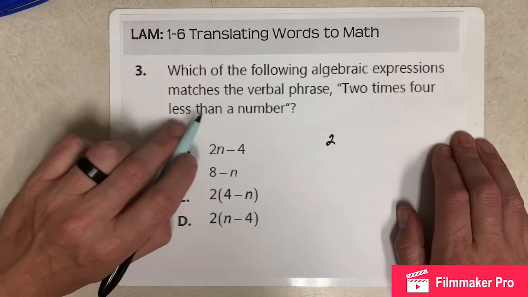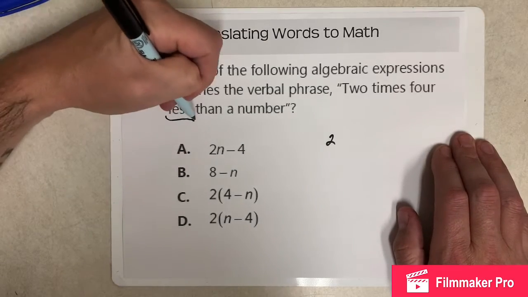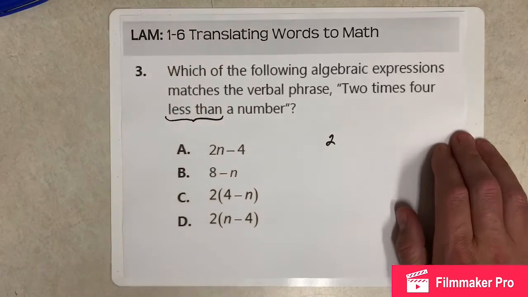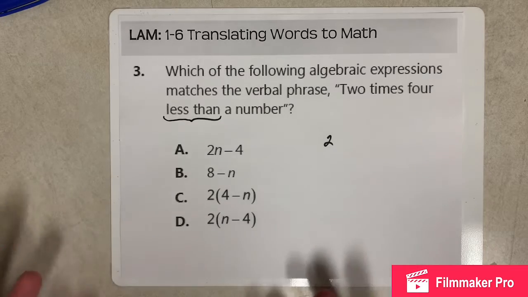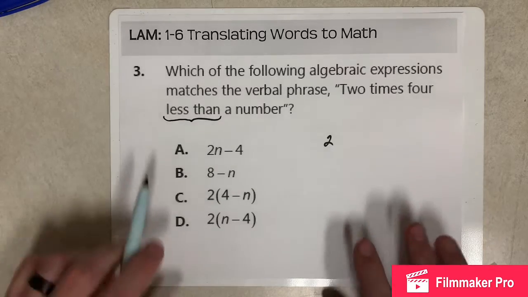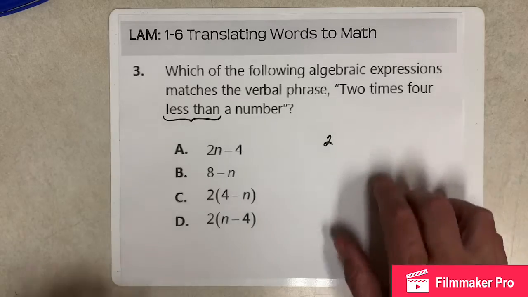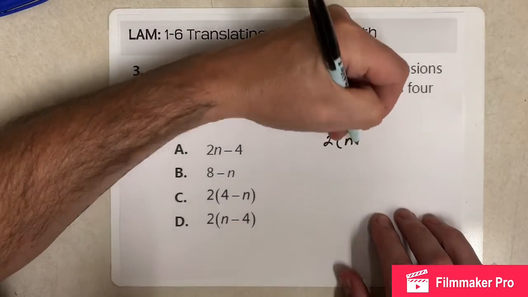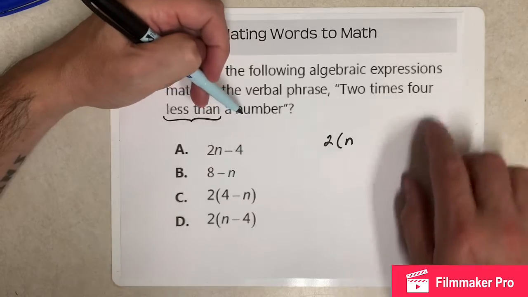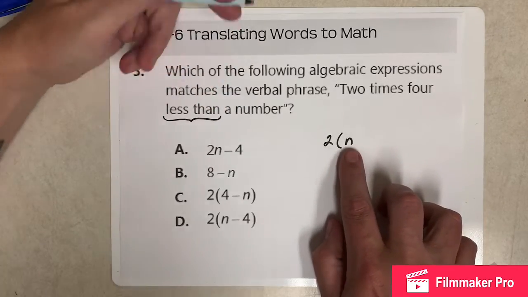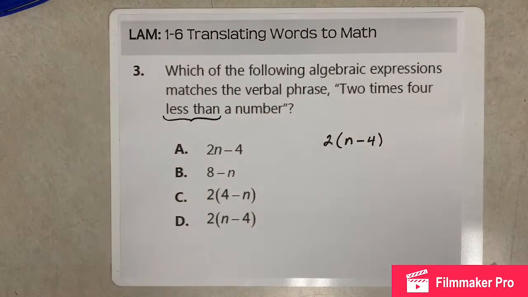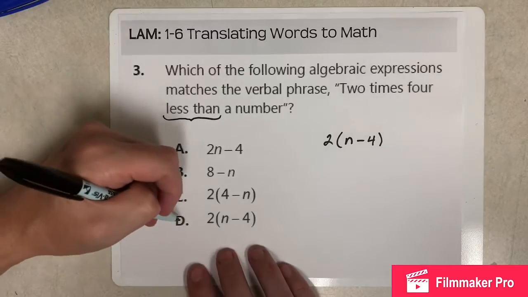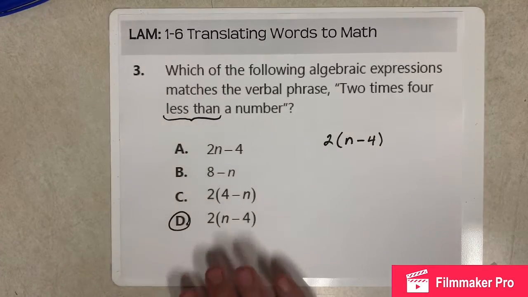When you see the words less than, together, that's going to switch the order of the number and the thing that you're subtracting. So 2 times 4 less than a number means that n has to come first. Even though it came second in this phrase, the than part says the number comes first, minus 4 comes last. And we have 2 times n minus 4, and that is going to be right here. And that is correct for that one. All right, let's try this one.